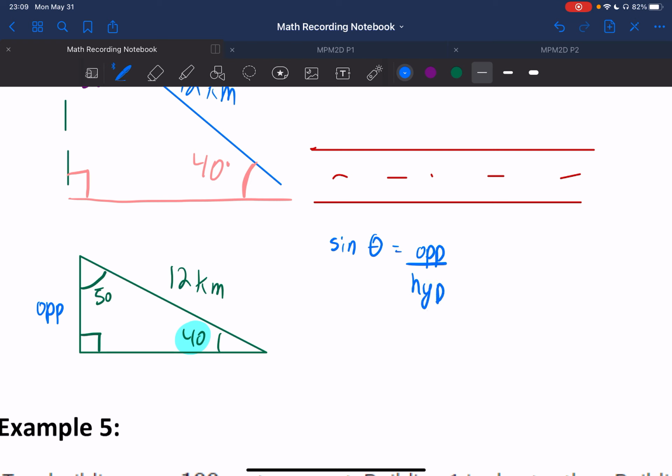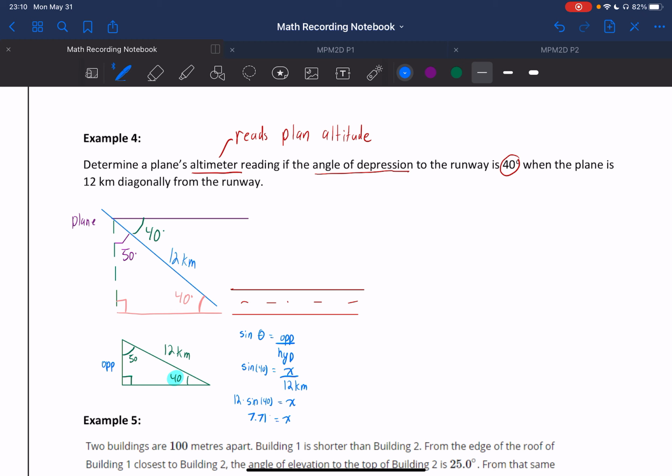So we're just going to fill in what we know. We know there's a sine 40. We have that 40-degree angle. We have no idea what the opposite is, but we do know that the hypotenuse is 12 kilometers. So we're going to rearrange. 12 times sine 40 equals x. 12 times sine 40 is going to give us 7.71 equals x. It didn't tell us how many decimals to keep, so let's keep just one.